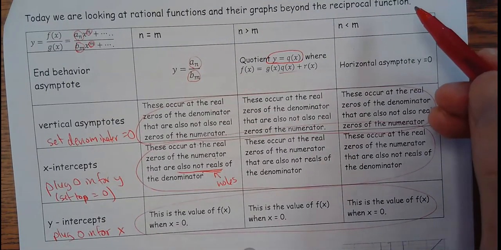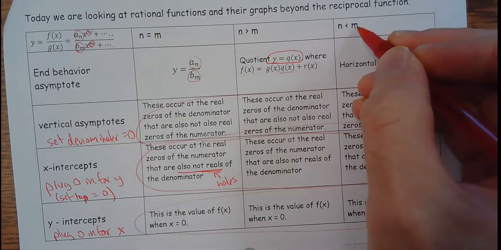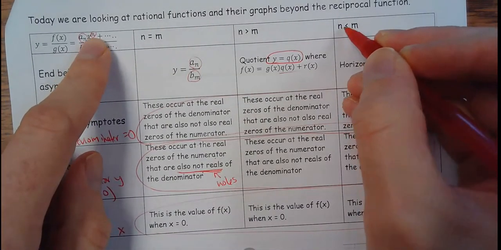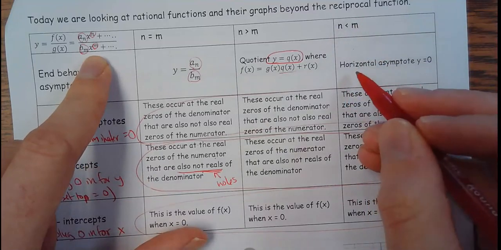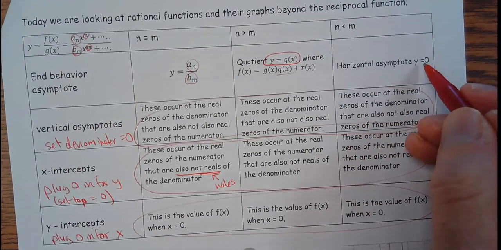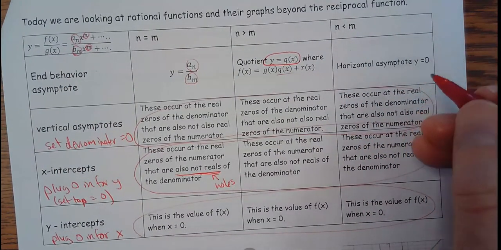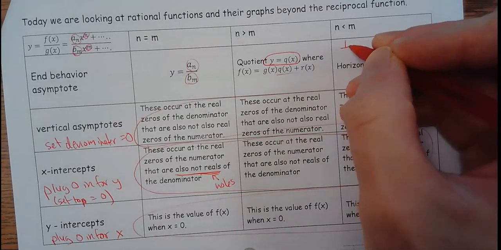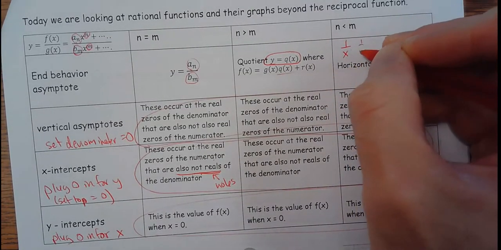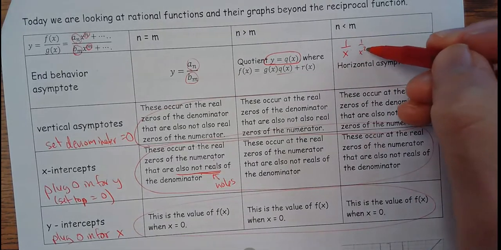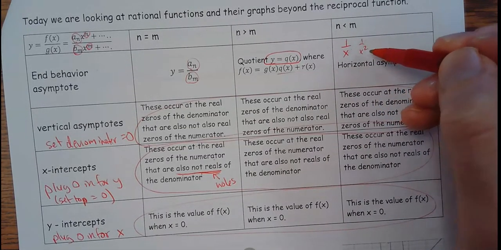And then I think probably the easiest one is when n is less than m. So when the top has a lower degree than the bottom, in other words, if the bottom wins, the horizontal asymptote will be y equals 0. The most basic one to show is 1 over x, or you could do 1 over x squared or something like that. The bottom has a higher degree on this one.